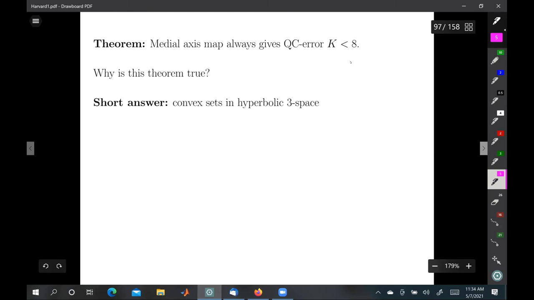Now, why is this 8 theorem true? And the short answer is it's true because of hyperbolic manifolds. And let me try to explain that. I think this is kind of a fun story. So let me try to tell it to you.